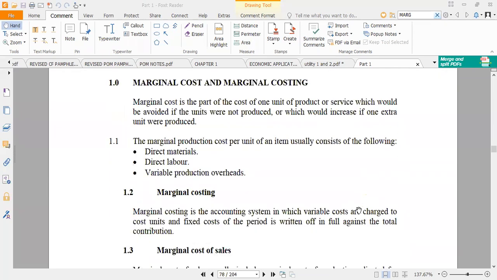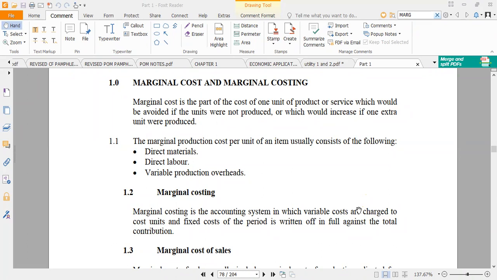Then we'll look at what marginal costing is. This is part of the cost of one unit of a product or service which would be avoided if the units were not produced. So marginal costing is talking about a cost that the firm can actually avoid if there is no production. There are some costs that we can actually avoid.